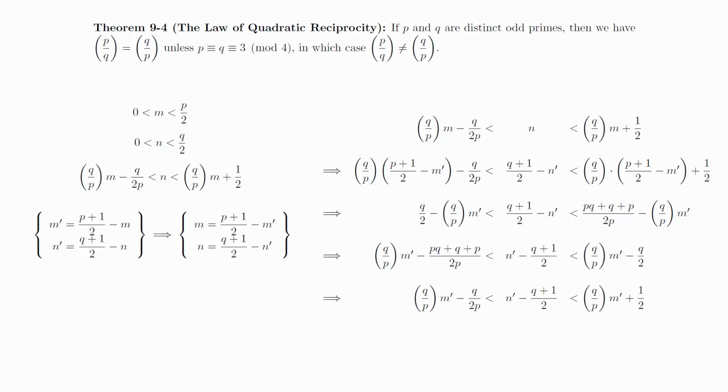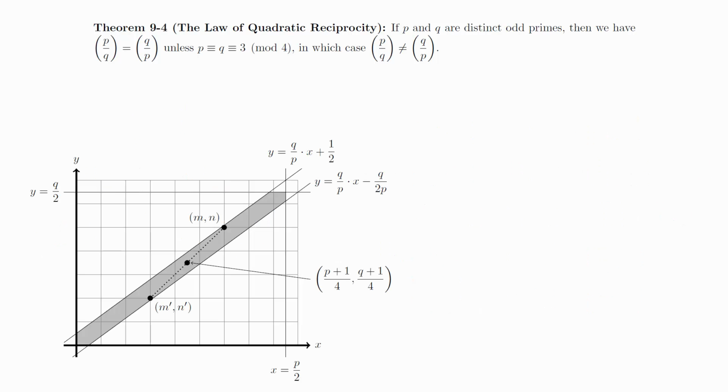Since the points M,n and M',N' are reflections of each other, there will be an even number of lattice points in the region provided that the reflection point is not a lattice point. In other words, the only way we can get an odd number of lattice points in the region is if (P plus 1)/4, (Q plus 1)/4 is a lattice point. And this can only happen if P and Q are both equivalent to 3 modulo 4. And this completes the first way of counting the lattice points.